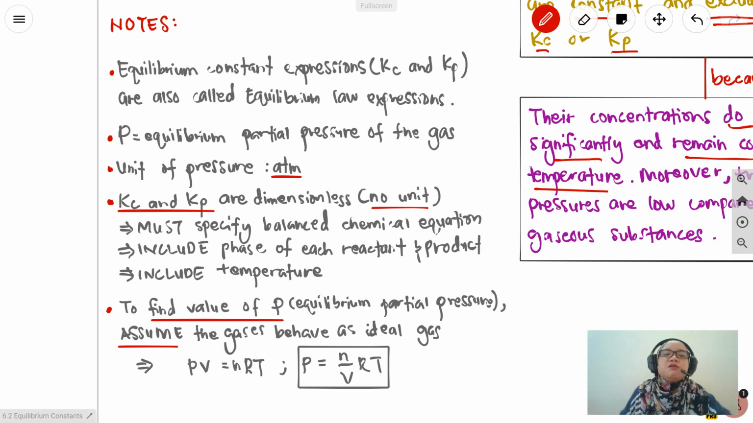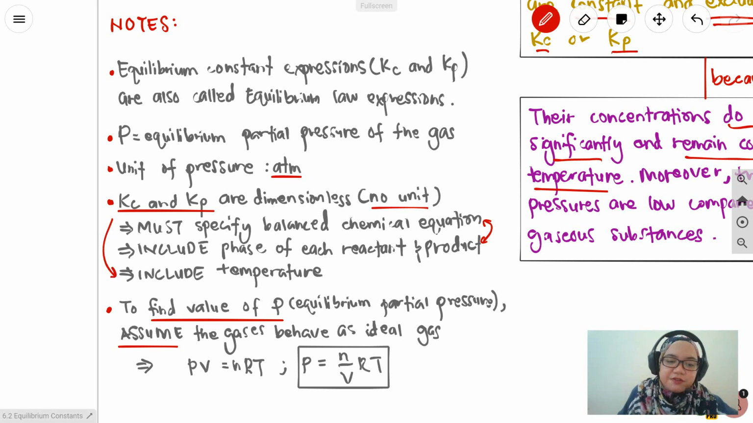These are the rules that you must obey for Kc and Kp. First, you need to specify the balanced chemical equation, so you must balance the chemical equation first. Then you have to include the phase of each reactant and product in the balanced chemical equation. And after you calculate the value of Kc and Kp, make sure you include the temperature.